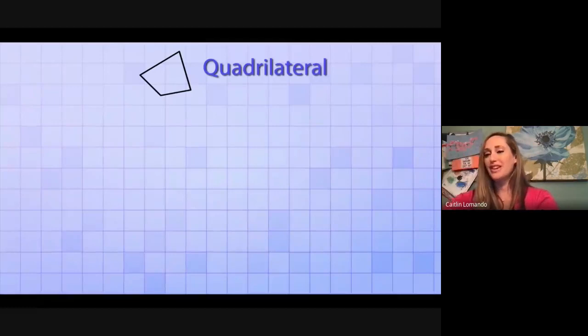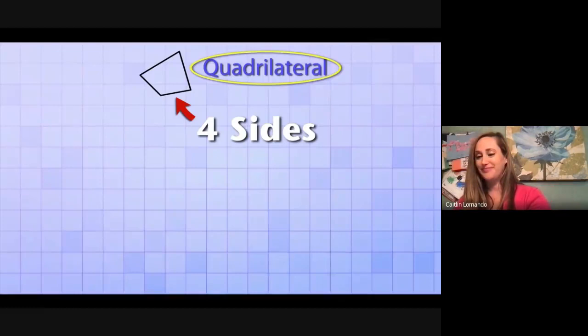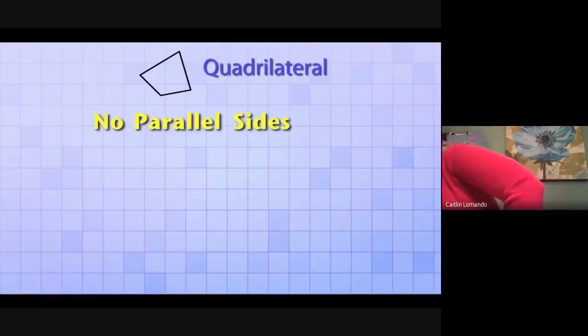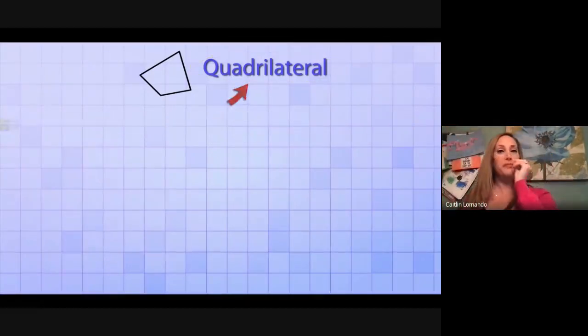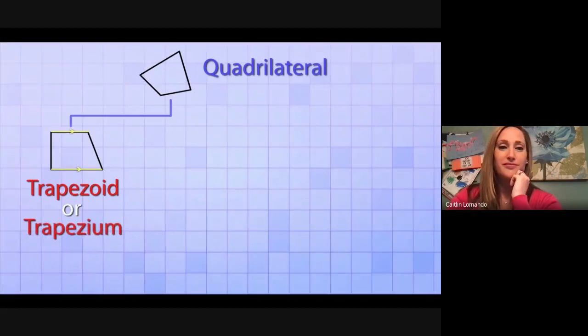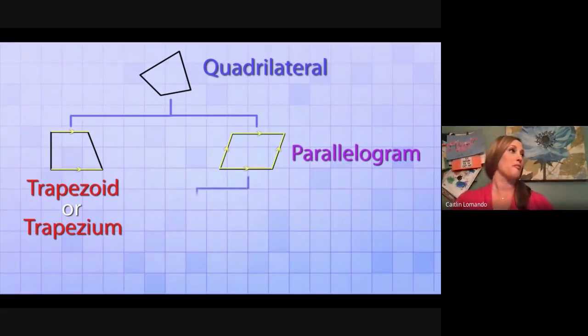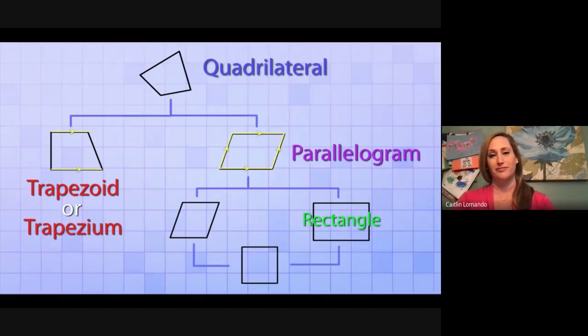So to summarize, any polygon that has exactly 4 sides is called a quadrilateral. And if it has no parallel sides, we still just call it a quadrilateral. But if it has one and only one pair of parallel sides, we call it a trapezoid or a trapezium. Or if it has 2 pairs of parallel sides, we call it a parallelogram. And you've already seen that there's several types of parallelograms called rectangles, rhombuses, and squares. All right, so that's the basics of classifying quadrilaterals.